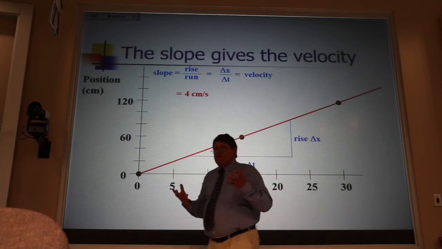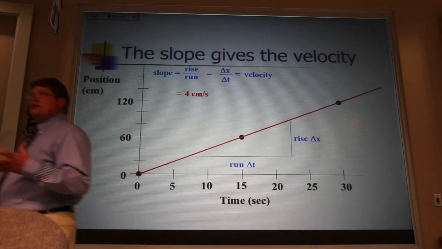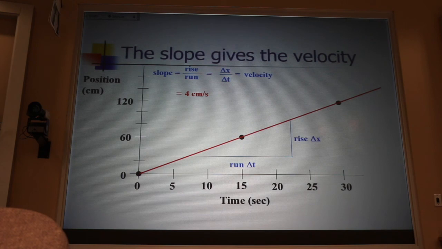Now science in general, and physics in particular, is all about finding relationships between different variables. And when you find a straight line relationship between 2 variables, the next thing you're going to do is find that slope, because that's where the Nobel Prize is. Okay? That's where the science is hidden.